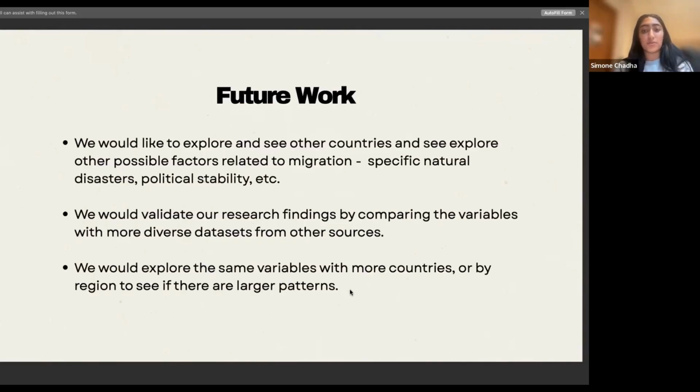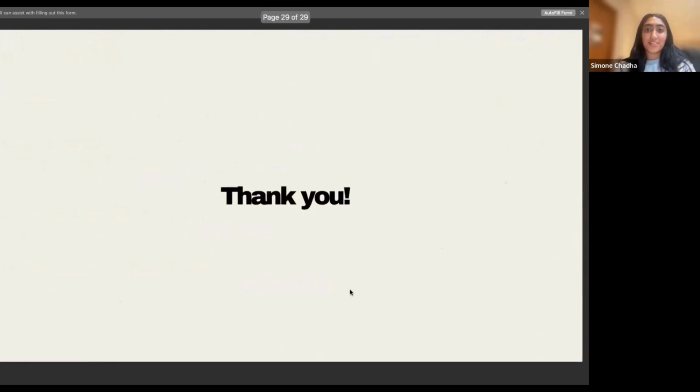And we would also explore the same variables with more countries or by region to see if there are larger migration patterns. Yeah, thank you guys for listening.